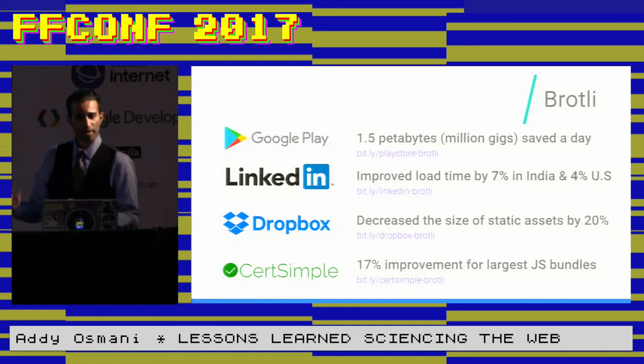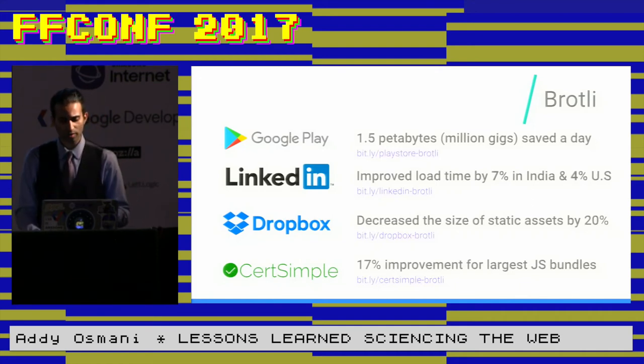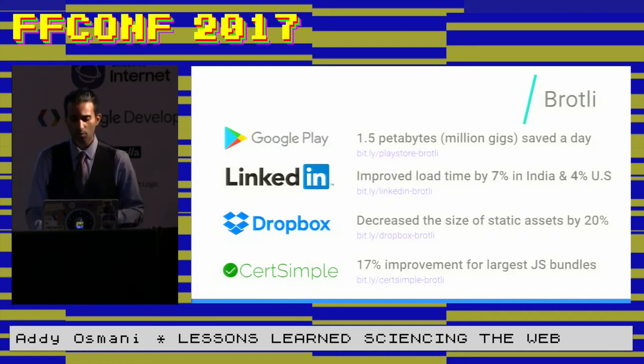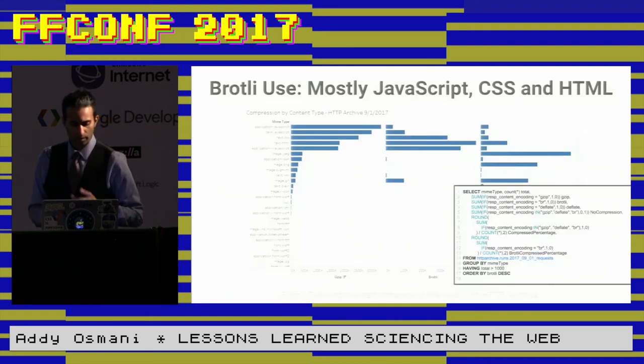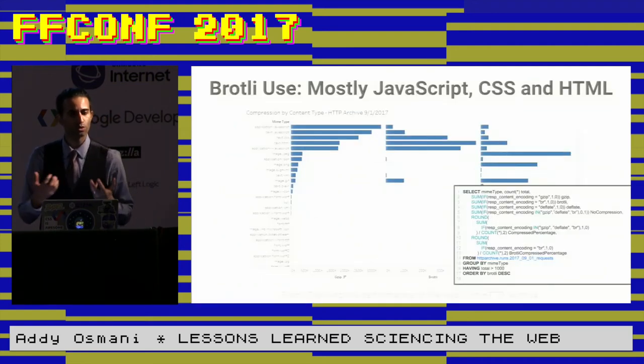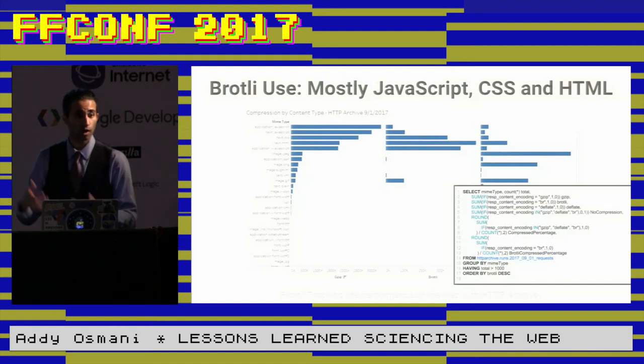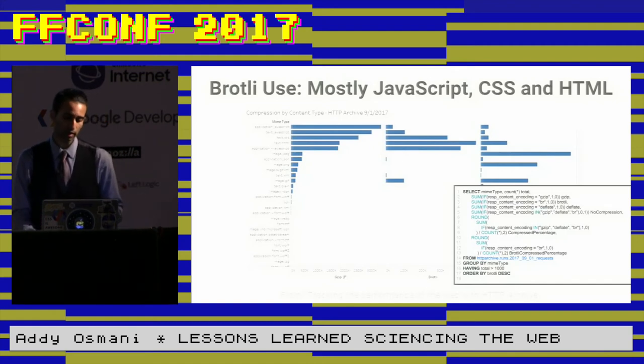I've mentioned JavaScript quite a lot in the context of Brotli, so it's perhaps not surprising that when we use HTTP Archive once again to query where Brotli is used the most, it's actually used the most to compress front-end assets. So things like your JavaScript, your CSS, and your HTML.